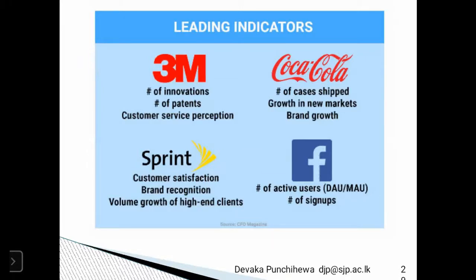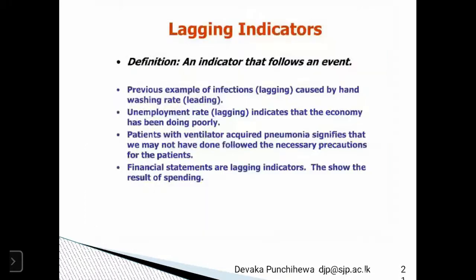Yeah. So when it comes to these lagging indicators, here we have given the definition: an indicator that follows an event, right? That is how we can define the lagging indicator: an indicator that follows an event. So when something happens, if something follows an event, that is what we call lagging indicators, right? Previous example of infections caused by hand washing rate, right?